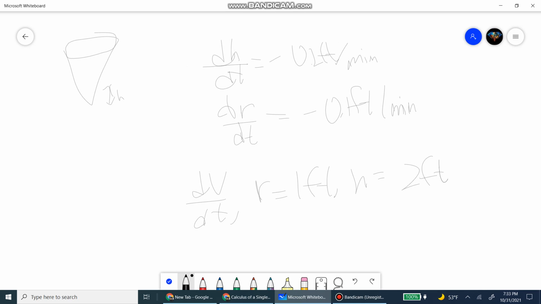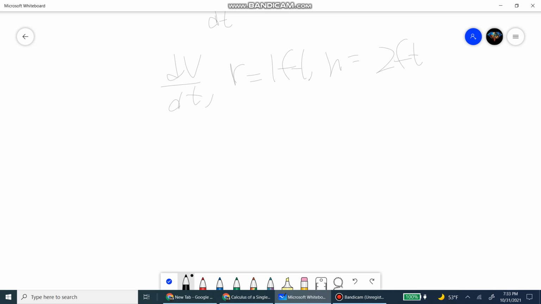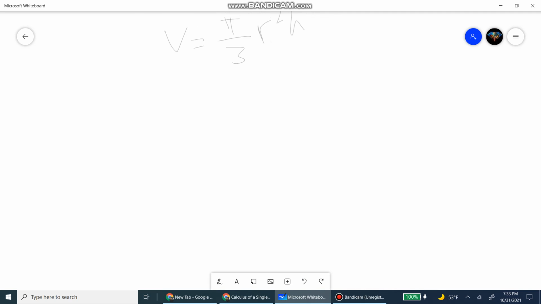I have to do this because they're giving us r and h, because otherwise you're just going to get a general equation for dV/dt, and they want an actual rate at a certain instant when r is 1 foot and the height is 2 feet. So you have to use the volume equation. Volume equals pi thirds r squared h, and we're trying to find the derivative of V.